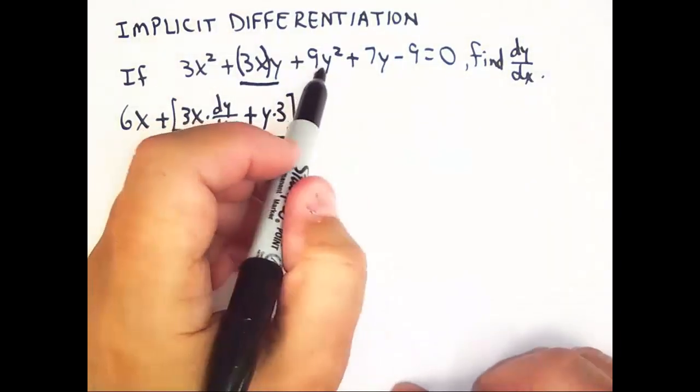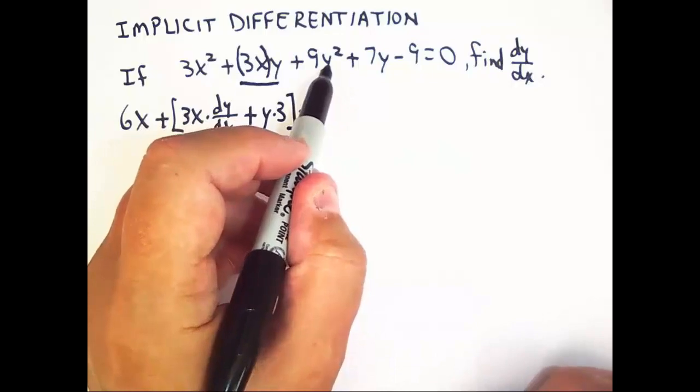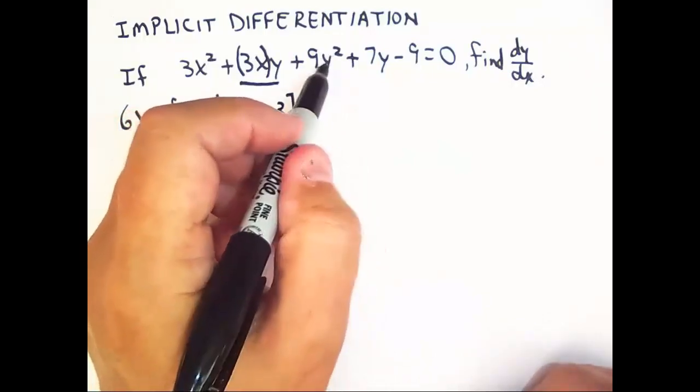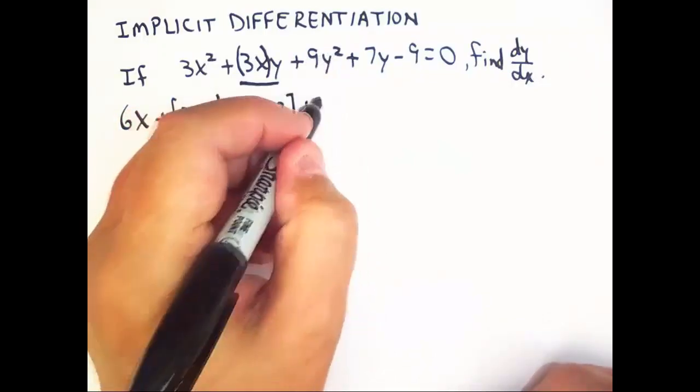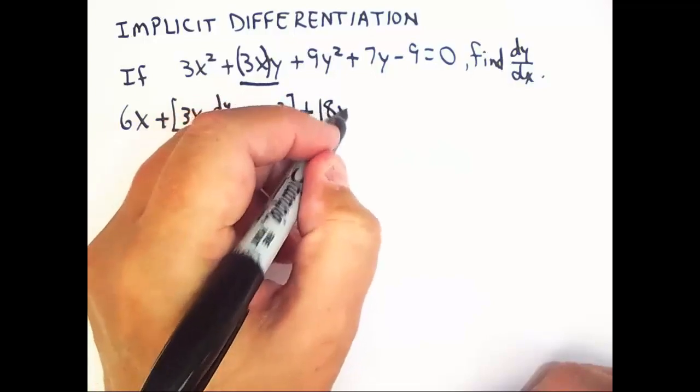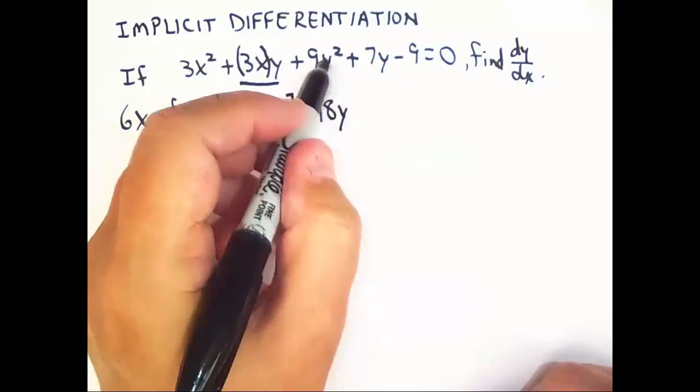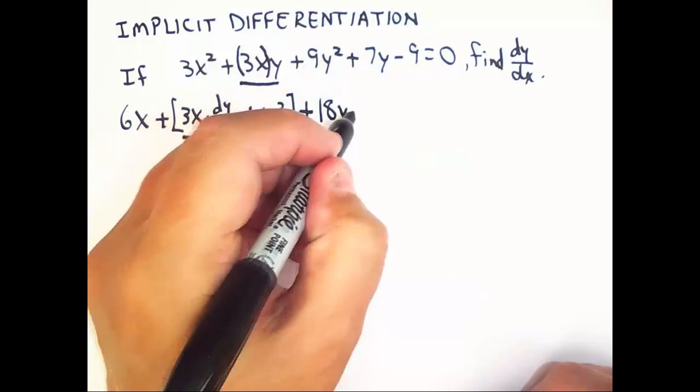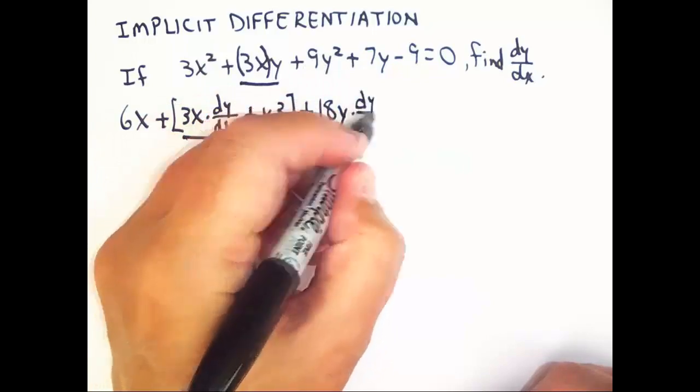Then you keep going. The next term, y is a function of x, so you use the chain rule. 2 times 9 is 18. y to the second drops down to y to the first, and then you come in and take the derivative of the base, so that'd be dy over dx.